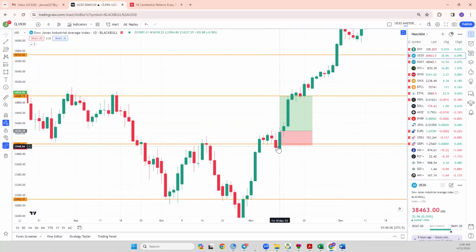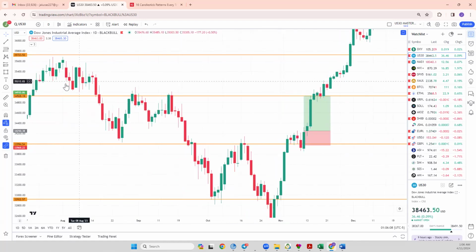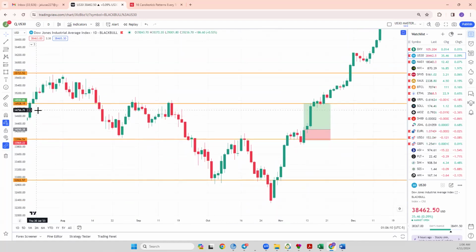Now it's a floor. So when we talk about the break and retest, if you break a resistance level and you retest it, it is now a price floor. It's converted to a price floor. If you break a support level and you retest it, it's now a resistance level. That converts it to a resistance level.